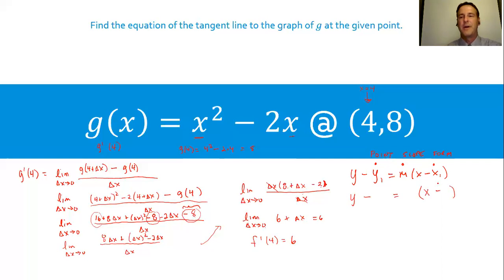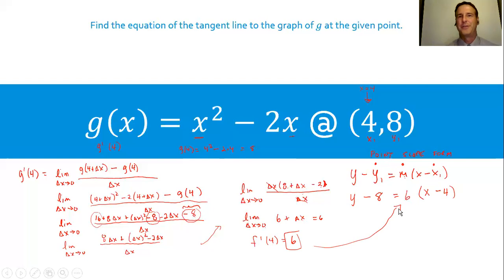My x1 is going to be the 4, so I'm just going to write that in. My y1 is going to be the 8. So 2 of my 3 pieces are already identified. I didn't really have to do a heck of a lot of computational work to figure out what those are. The last thing is they want to know the slope of the tangent line at x equals 4, and you've done that. The 6 goes in this spot.